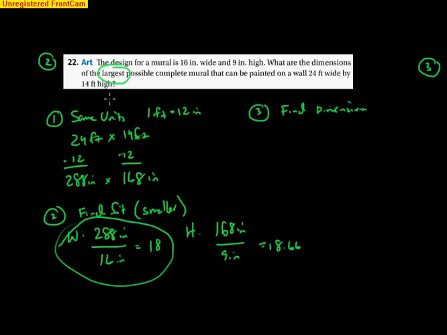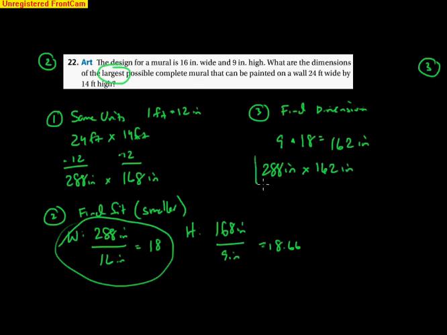To do that, I take the actual height of the mural, 9, and I multiply it by the scale factor, 18. And 9 times 18 is 162 inches. And that will be the height that fits in 168 inches. So the mural is going to be actually 288 inches wide by 162 inches tall.